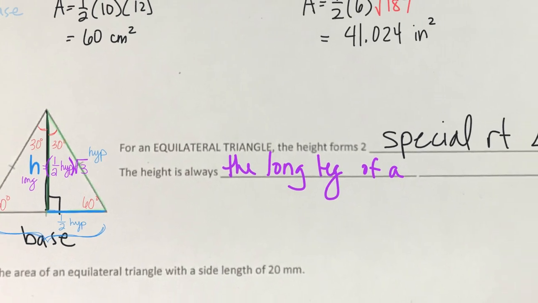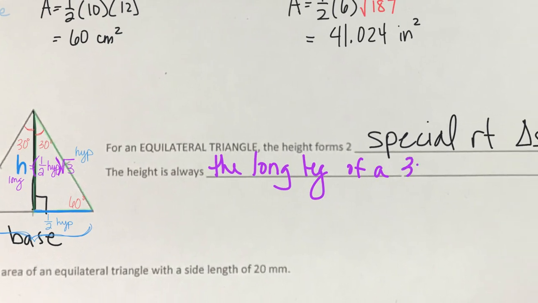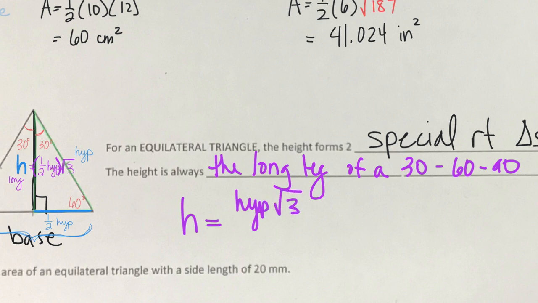The height is always the long leg of a 30, 60, 90 triangle. And as such, the height is the hypotenuse times the square root of 3 divided by 2. Okay, so that's the shorthand. You might want to memorize that and write it down 35 or 40 times if that's the way you memorize stuff. Right? Repetition is good for memorization.